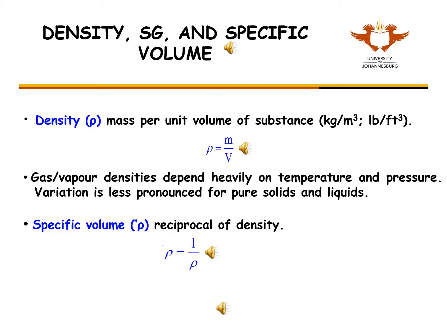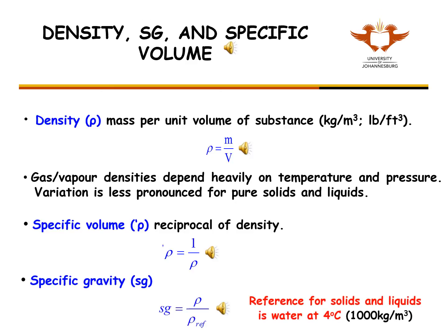Because specific volume is the inverse of density, it will have SI units of cubic meters per kilogram. Specific gravity therefore is the density of the substance, divided by 1000 kg per cubic meter, and is unitless, as the kilograms per cubic meter cancel out.